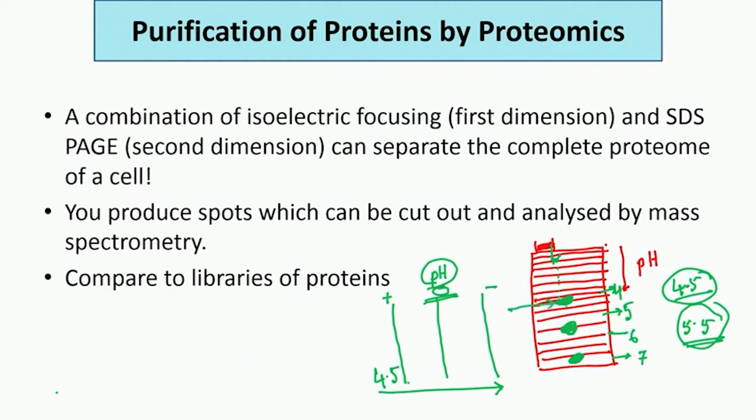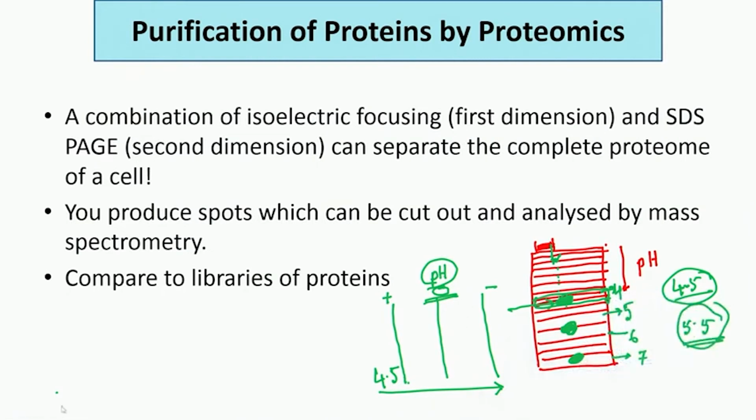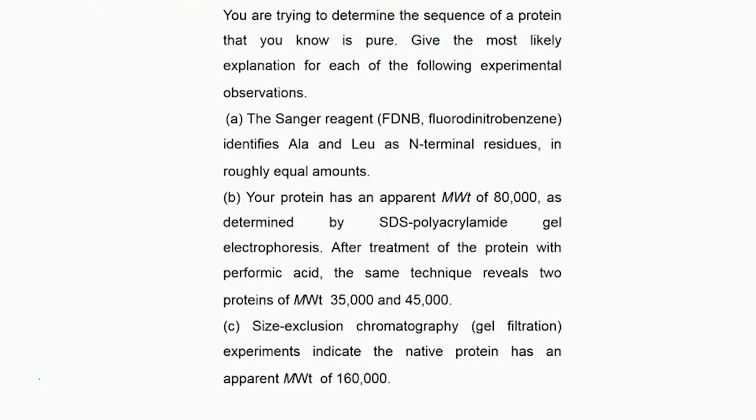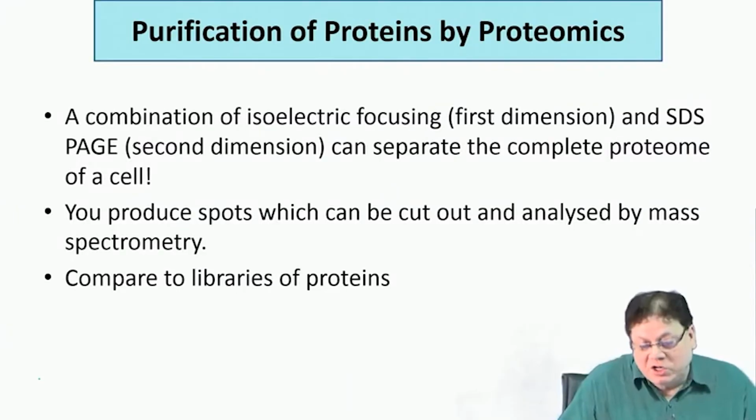So, that means if you know the pH of this region, this is 4.5, you can tell that the isoelectric point of the protein is 4.5. Okay. So, basically wherever the protein stops, the pH of that zone is the isoelectric point of the system. Okay. So, this way you determine the isoelectric point.